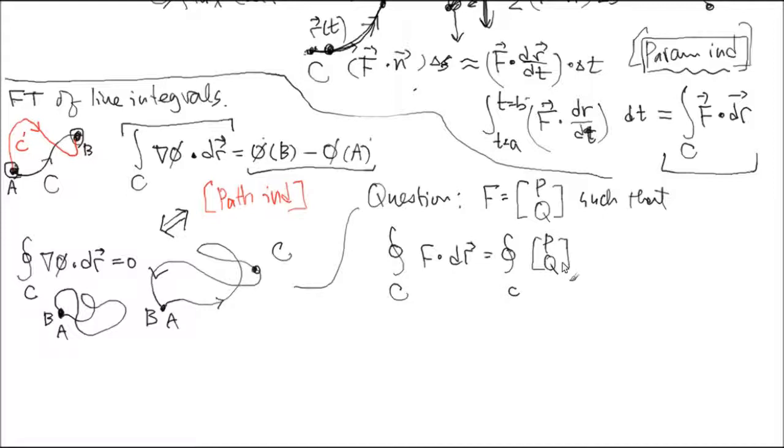P, Q, that's the vector form, right? Column vector form times dr. The same notation is 0 for all closed curves. Since this indicates a closed curve, I'm going to write it like this. Suppose this is happening in a little region. Then what is the question we should ask? According to what happened in here.